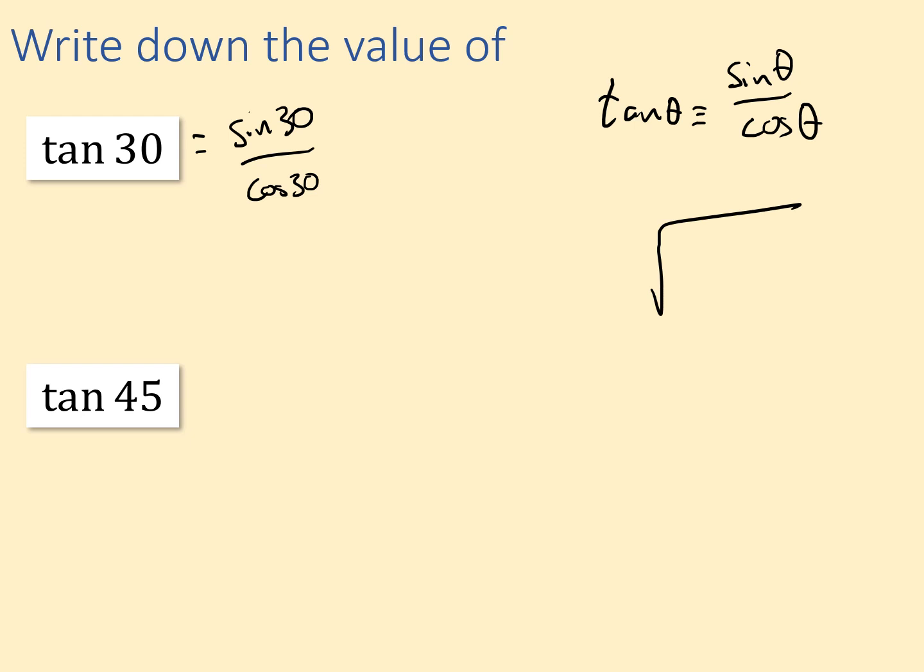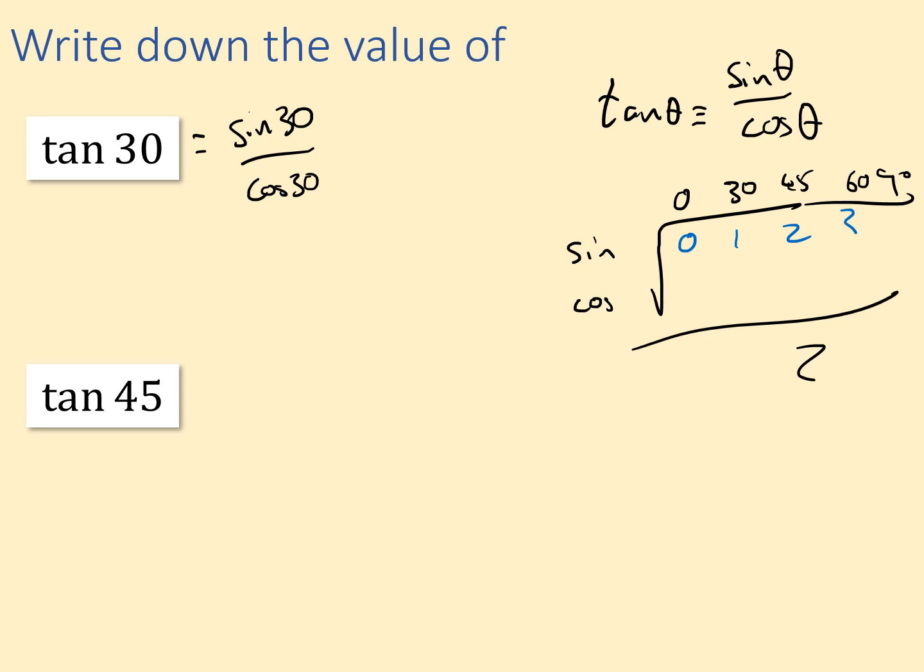So we've got the big square root, we've got sine, we've got cosine, 0, 30, 45, 60, 90, and then all over 2. And then sine is 0, 1, 2, 3, 4. Cosine is 4, 3, 2, 1, 0. And that's not my neatest table, but there we go. Right, so sine of 30, using that, is the square root of 1 over 2, which is just a half. The cosine of 30 is the square root of 3 over 2, if you go through that.